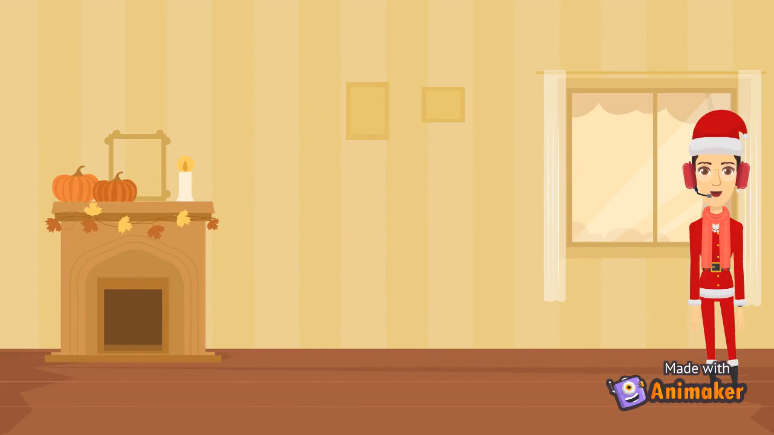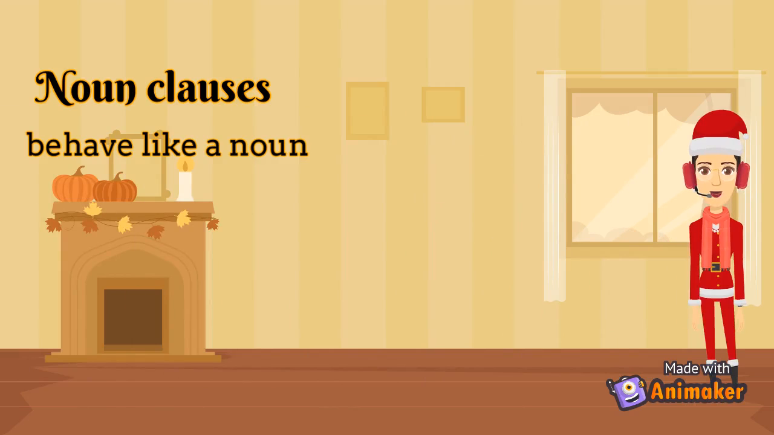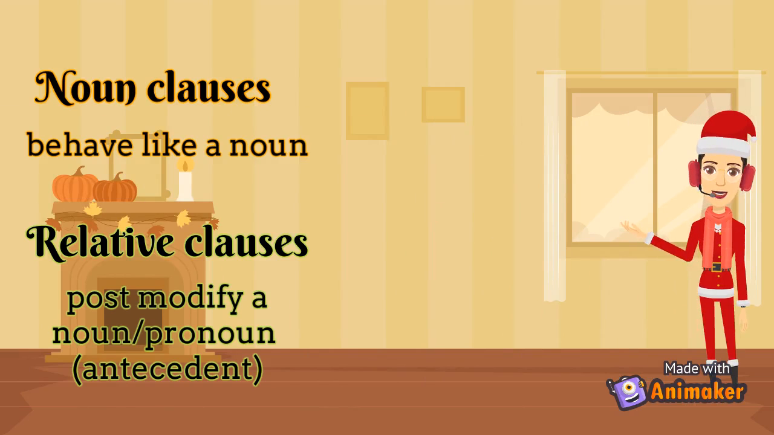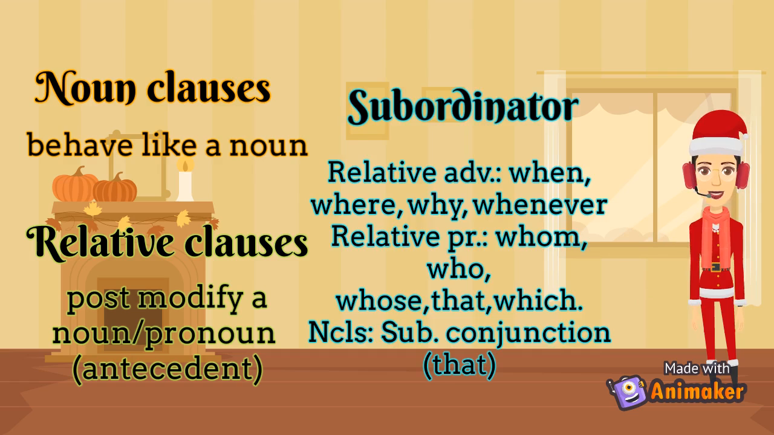In this video, we will be focusing on noun clauses, which behave like a noun, and relative clauses, which post-modify an antecedent. These clauses are introduced by subordinators like relative adverbs and relative pronouns. In the case of noun clauses, the subordinating conjunction that can also introduce the clause.